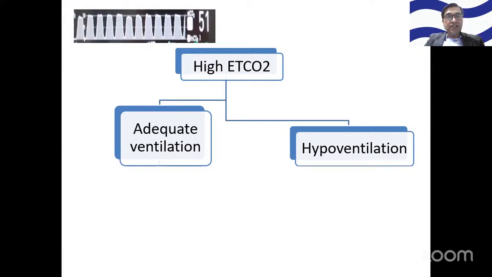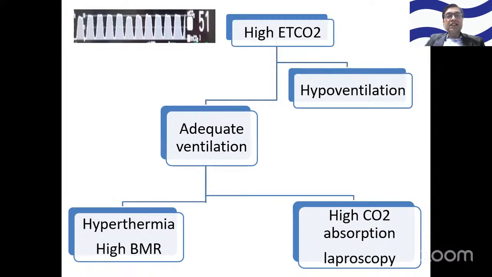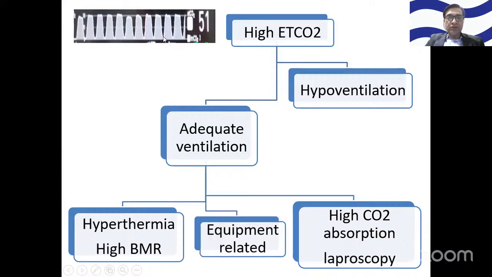So what are the chances of high EtCO2 with adequate ventilation? One is hyperthermia, because with a high BMR, the metabolic rate would be high, CO2 production will be high, and that will cause hypercarbia. And you can diagnose that from looking at the temperature in the basic monitoring which we do, and you can see that the patient's temperature is high, right? Second scenario, where you are doing a laparoscopic surgery and CO2 insufflation is happening, and that CO2 is coming into the circulation, and this kind of scenario will cause high EtCO2 in your capnometry.